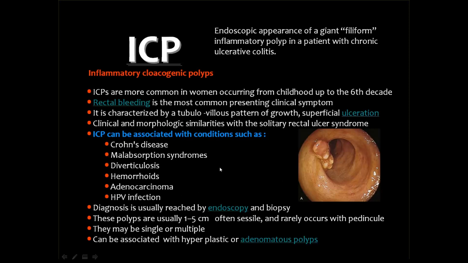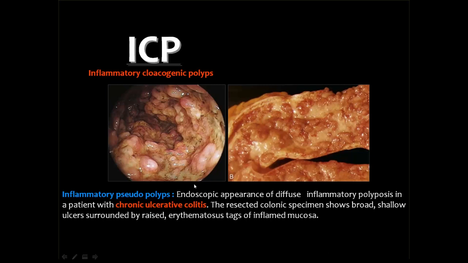these conditions also may be associated with adenocarcinoma or human papilloma virus. The diagnosis is by endoscopy and biopsy. Polyps are in the range of 1 to 5 centimeters, and they may be associated with hyperplastic or adenomatous polyps. I mean, these inflammatory polyps can be present at the same time with these types of polyps. And here is an endoscopic and surgical specimen for pseudopolyps in a patient with chronic ulcerative colitis.